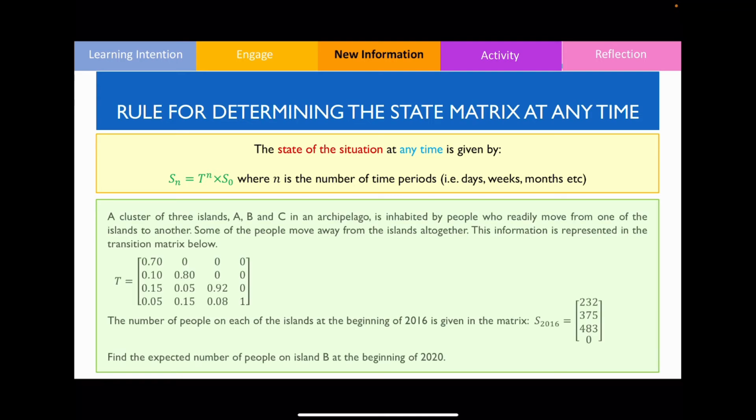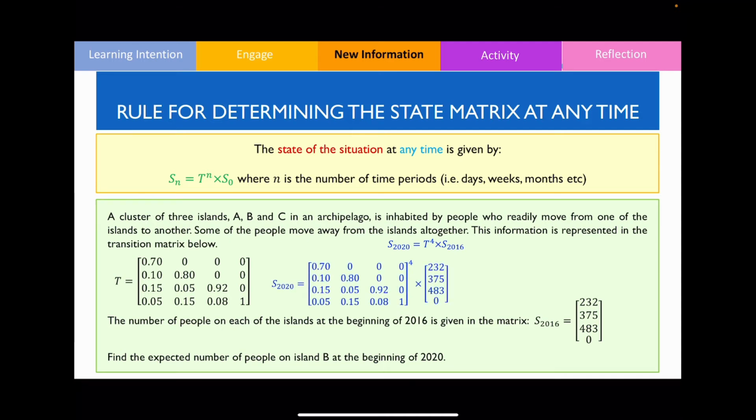So let's look at the example that we just looked at earlier on to see how this rule actually works. The question wants us to find out what is the value of S 2020, essentially. In this case, from S 2016 to S 2020, that's a difference of 4 years. So what I'm going to do is raise my transition matrix to the power of 4 and then multiply that by my initial state matrix. So if I raise it to the power of 4 and multiply by S 2016, you're going to see that it will arrive at the exact same answer. Therefore, our answer is going to be 193 people on island B.